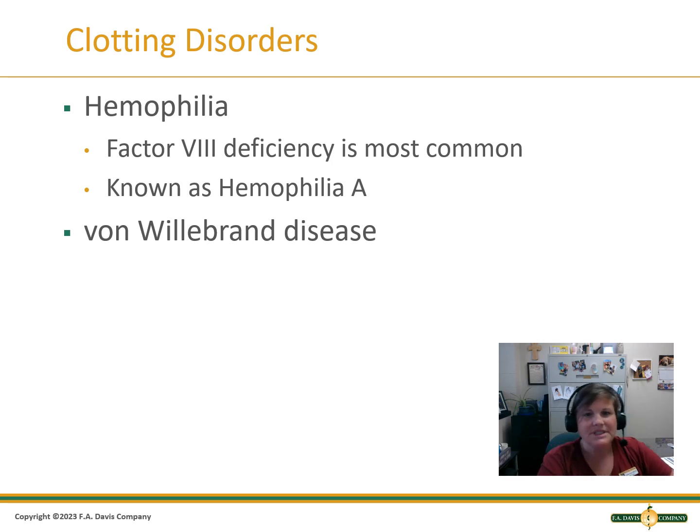Okay, so that first section was anemia. Now we're talking about our clotting disorders, which is a different type of blood cell. Instead of red blood cells, now we're going to be speaking to our platelets. So these disorders have to do with some kind of platelet related problem.